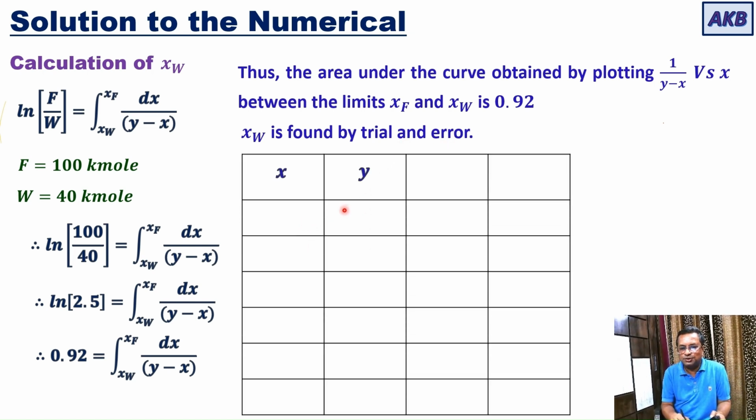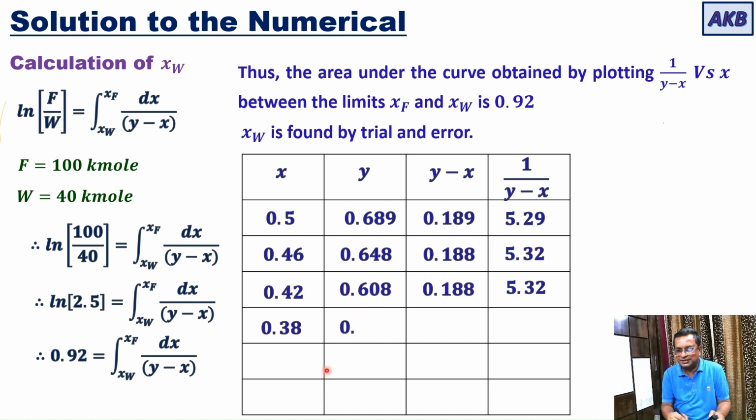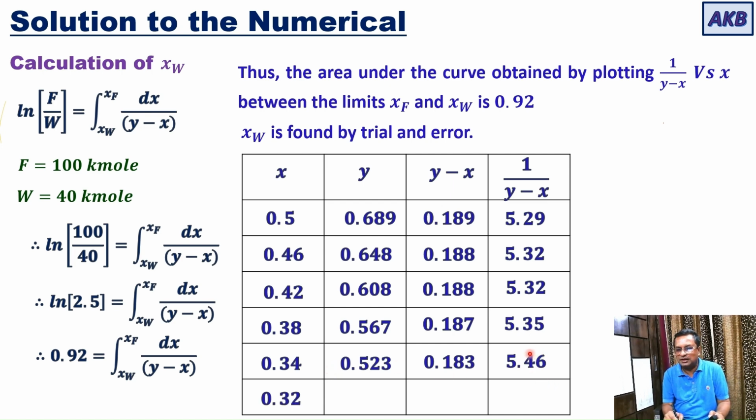So you have x values, you have y values that are given to us. We will be calculating y minus x for each set, and then we will be calculating 1 upon y minus x. So first is 0.5, 0.689, y minus x is 0.189, and 1 upon y minus x is 5.29. So accordingly, the remaining values are obtained. So for each value of x and y, we are getting corresponding y minus x and then 1 upon y minus x.